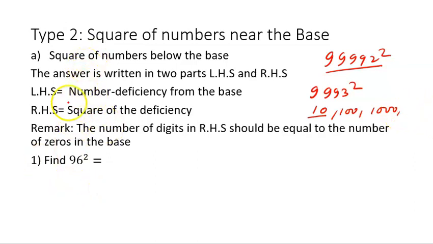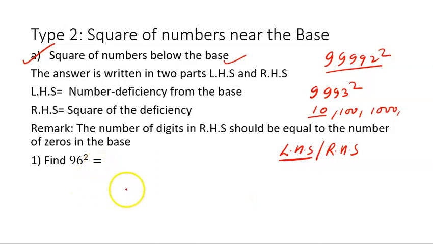So suppose we have to find the square of a number which is near to the base. I am going to discuss it in two parts. In the first part I will be talking about the square of those numbers which are below the base, and then I will talk about those numbers which are above the base. So what is the process? Here also the answer is written in two parts, that is the left hand side part and right hand side part. What is the left hand side part?